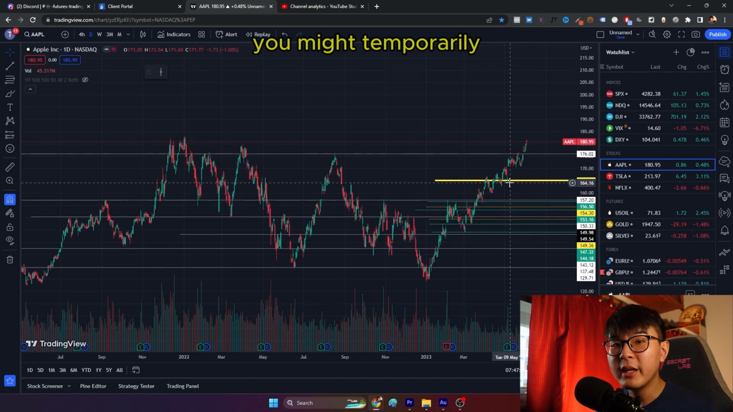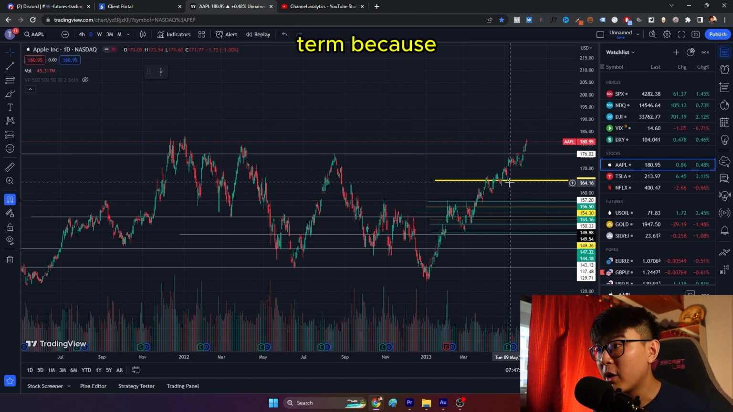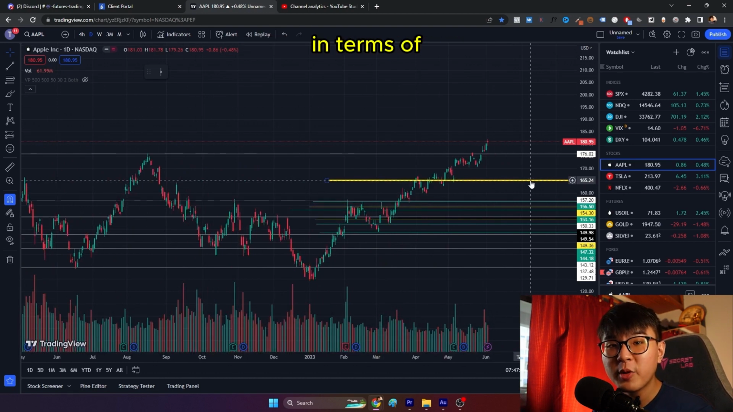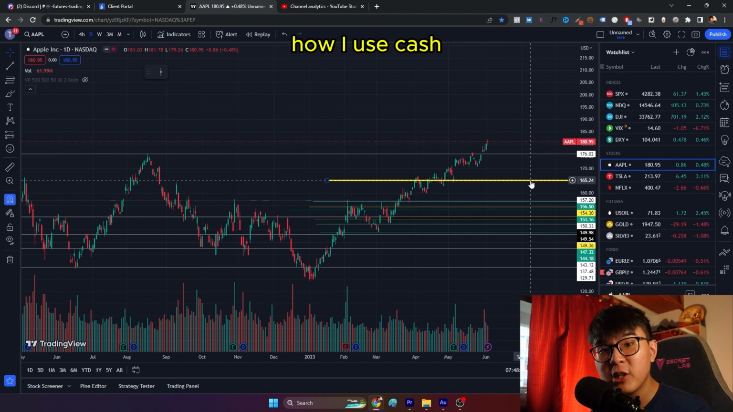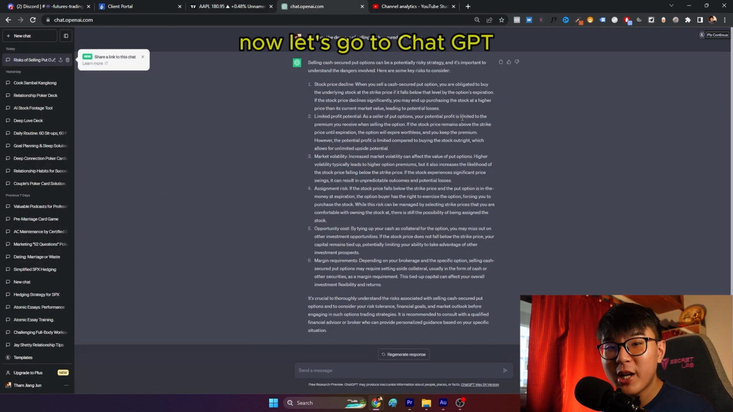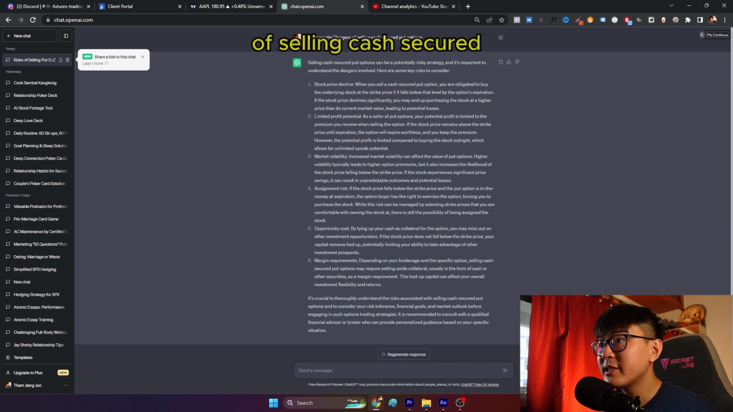You might temporarily lose money in the short term because the price of Apple does fluctuate from time to time, but in the long run, you know that the price of the stock will always increase, and that's what you want in terms of your long-term portfolio investment strategy. So that's mainly how I use cash secured puts to buy stocks at a cheaper price and yet earn money at the same time. Now let's go to ChatGPT to tell us what are the dangers of selling cash secured put options.